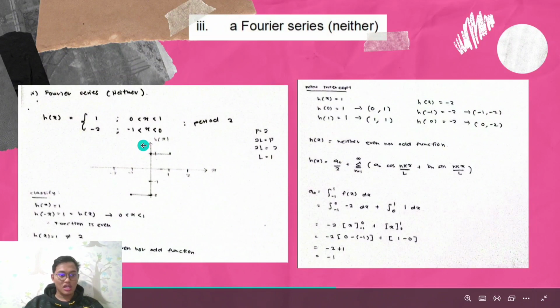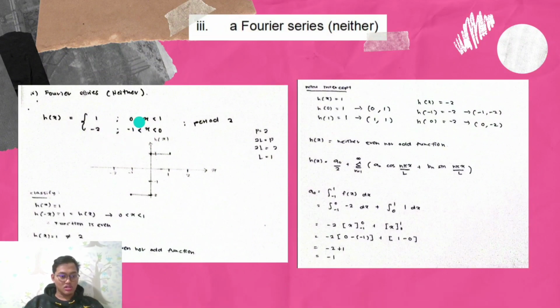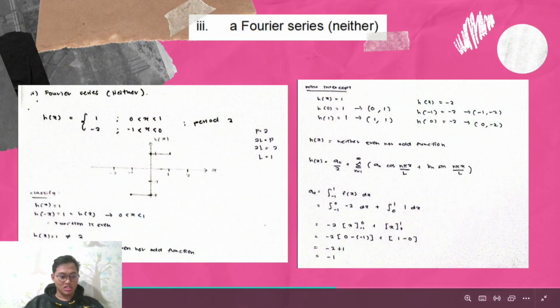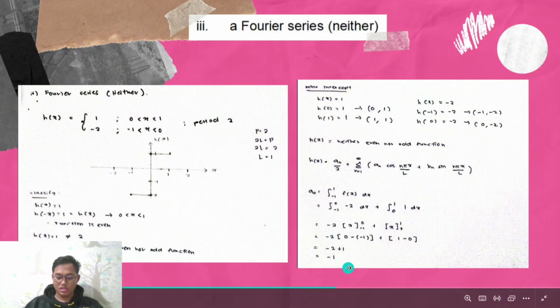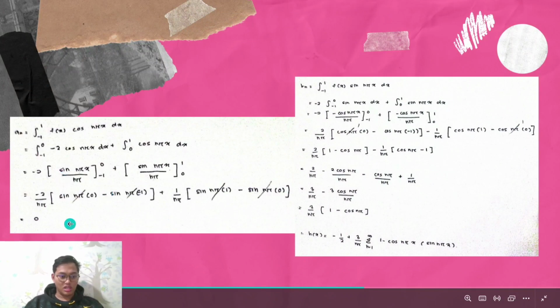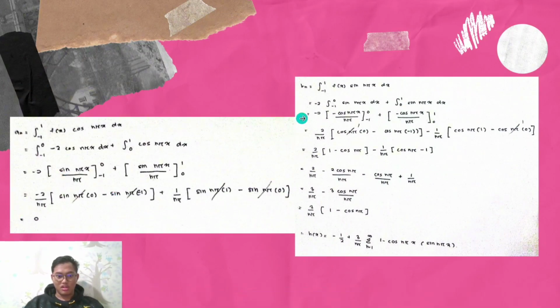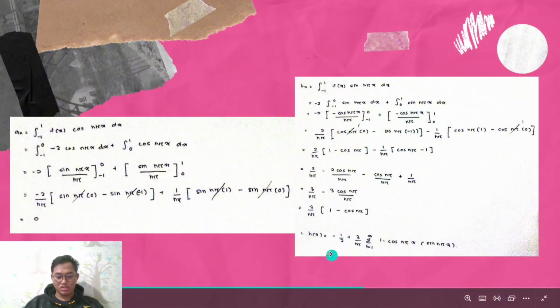Next, the Fourier series which is neither. So this is the function. We classify the function, which is neither even nor odd. Next, find the intercept, and we get the graph like this, and find a0. The value for a0 is negative 1, and then find an, which is equal to 0, and for bn, we integrate the function and we get the final answer is this. Then substitute all the values into the general form and we get the final answer. That's all for me.